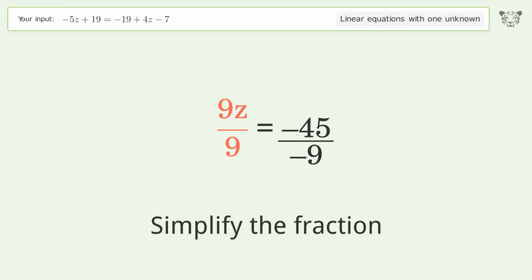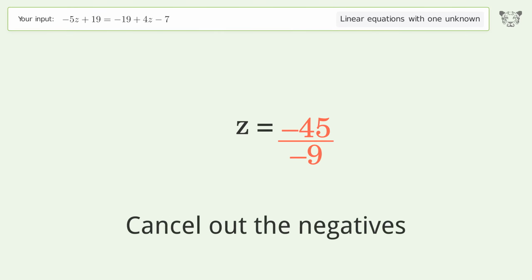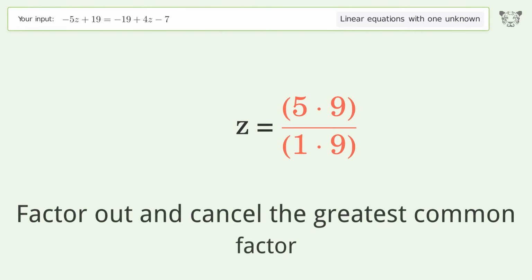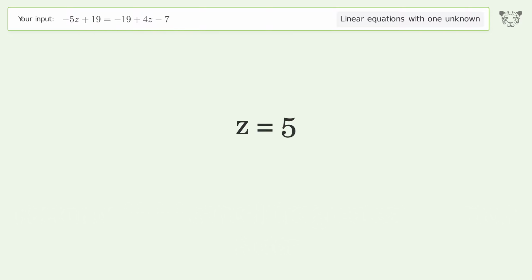Simplify the fraction. Cancel out the negatives. Find the greatest common factor of the numerator and denominator. Factor out and cancel the greatest common factor. And so the final result is z equals 5.